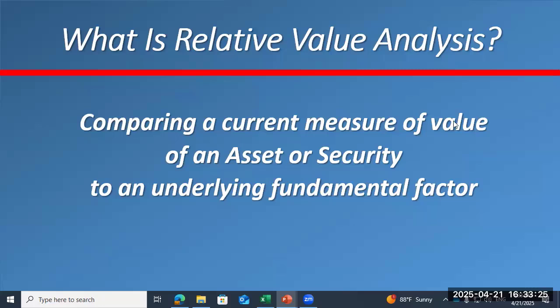So the current measure of value relates to some fundamental factor, and those fundamental factors, there's many of them. I'll give you the 3 most popular ones, but we'll look at them. There's 2 measures of value. What are the 2 measures of value?